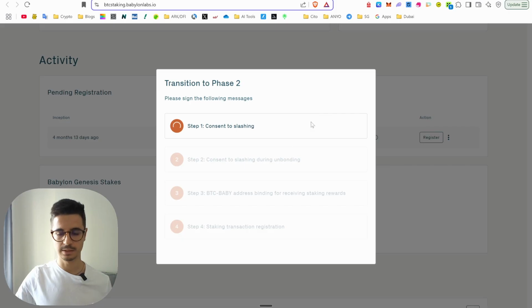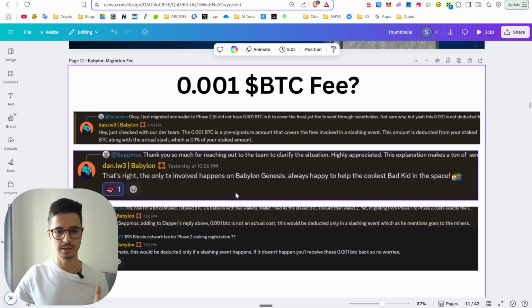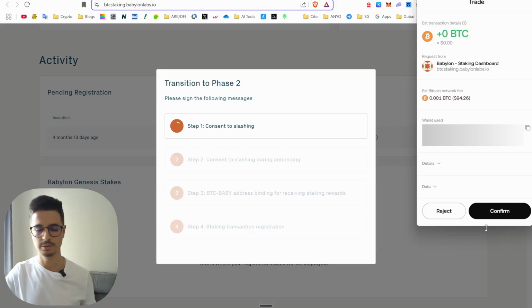Over here, this fee is only deducted in the case of a slashing event. And yeah, then I just wanted to double check it, and that's right, the only transaction involved happens on Babylon Genesis. And also here again he says, yeah, the 0.001 Bitcoin is not an actual cost, it will only be deducted in a slashing event. All right, so now that we know what's going on under the hood, let me show you how to migrate.